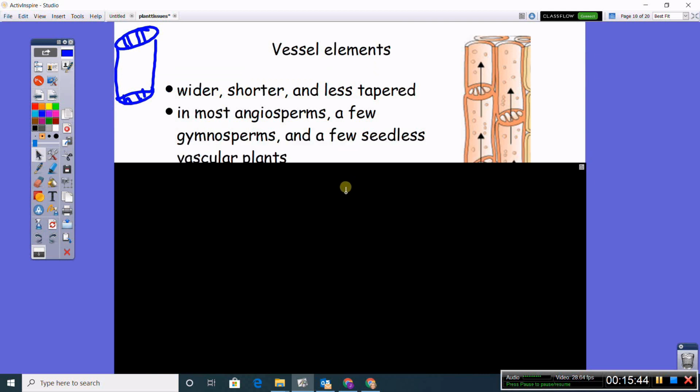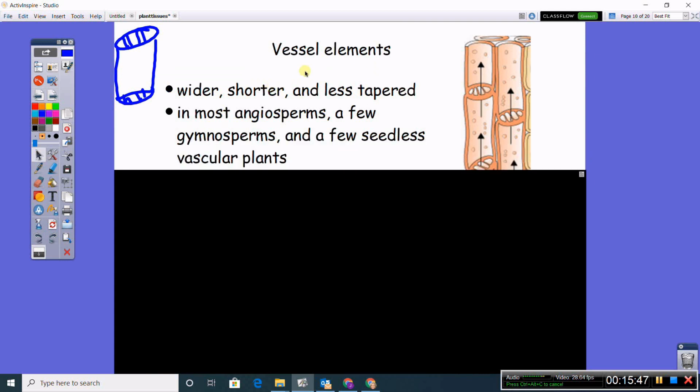Then we have vessel elements. Now vessel elements are going to be wider and shorter, so the individual cells are very cylindrical. They really don't get very skinny on the end. And so they're wider and shorter than our tracheids. Now this is our newer water-conducting cell. Whereas the tracheid is mainly found in our ferns and some gymnosperms, this is going to be found in most of your angiosperms, a few gymnosperms, and a few of your seedless vascular plants, which are going to be your ferns.